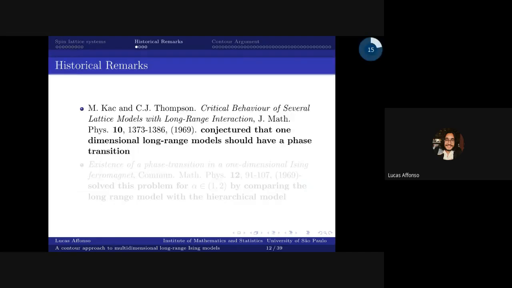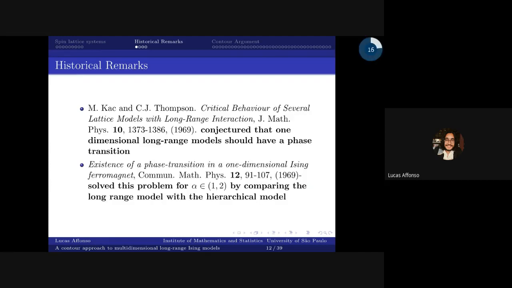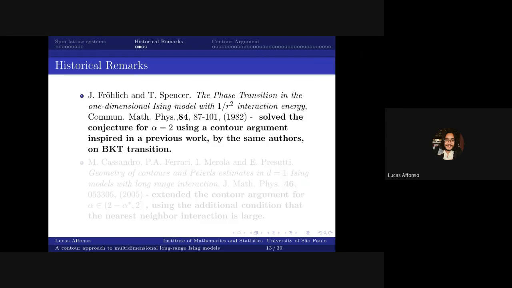So okay. The study of long-range systems started with Kac and Thompson in one dimension, where they conjectured that there should be a phase transition for long-range systems when the decaying parameter was between 1 and 2. And Dyson solved this problem almost entirely. He compared with the hierarchical model. It was in 1982 that Fröhlich and Spencer solved the last case, the critical case alpha equals 2, using a contour argument inspired by their previous work on systems with continuous spins in 2 dimensions.